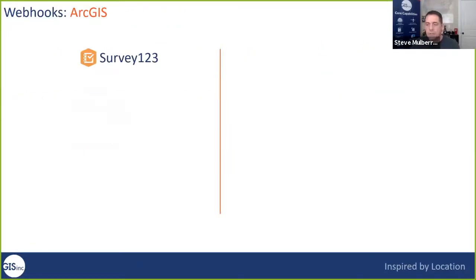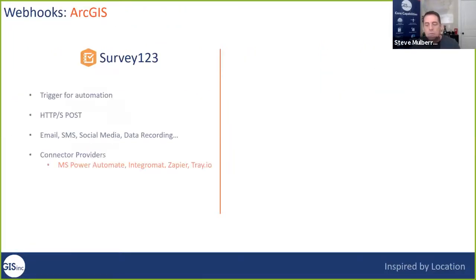Let's look at Survey123 first. Here we're going to use Survey123 to help trigger automation through a webhook. This is done by an HTTPS post, and I can do things like trigger an email or a text message, or update a social media site, or take the information being collected and update a data repository someplace else other than inside of what the survey does. This is accomplished through creating webhooks in one of these providers.